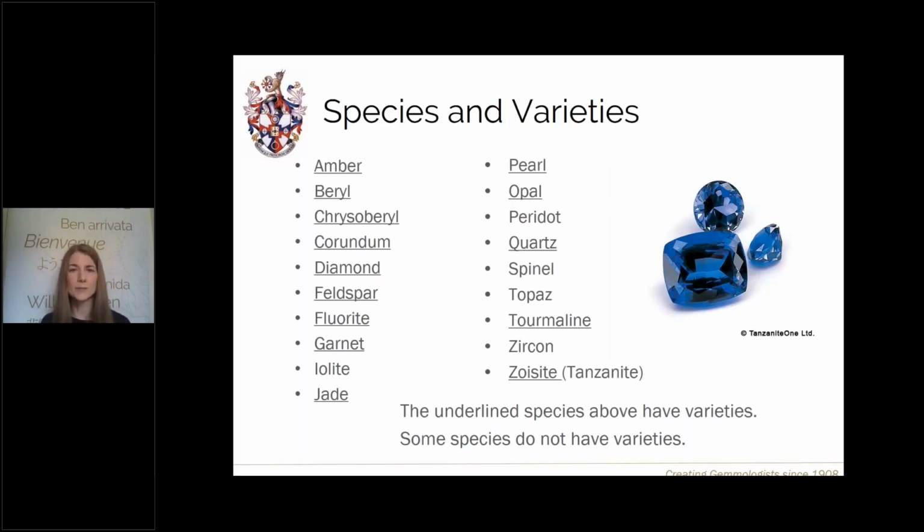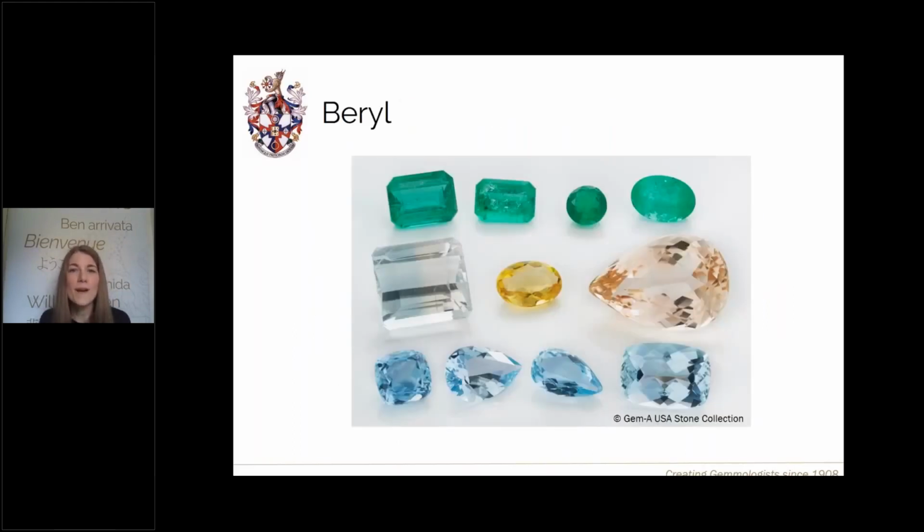Corundum is a good example of a species name that you may not have heard of, but you've probably heard of the varieties, which are rubies and sapphires, and a few other fancy sapphire colors, but I don't know if many of you knew that they were related. So let's get started with beryl.